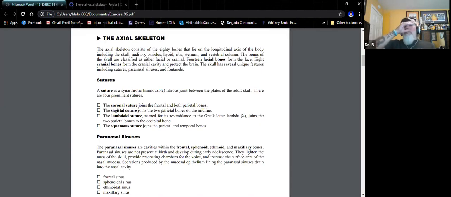The sagittal plane, we said, divided left and right, so we're going to see a sagittal suture that does the same thing. The sagittal suture is going to kind of run down the midline-ish, and it's going to separate our 2 parietal bones.